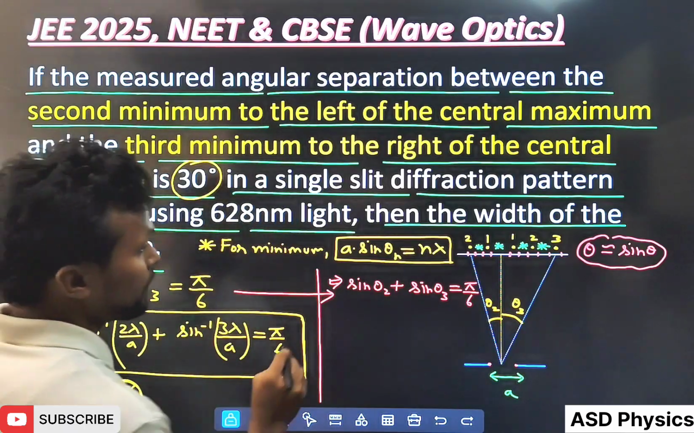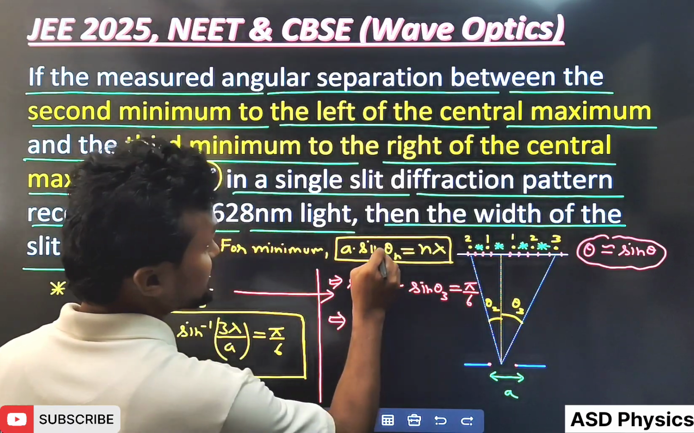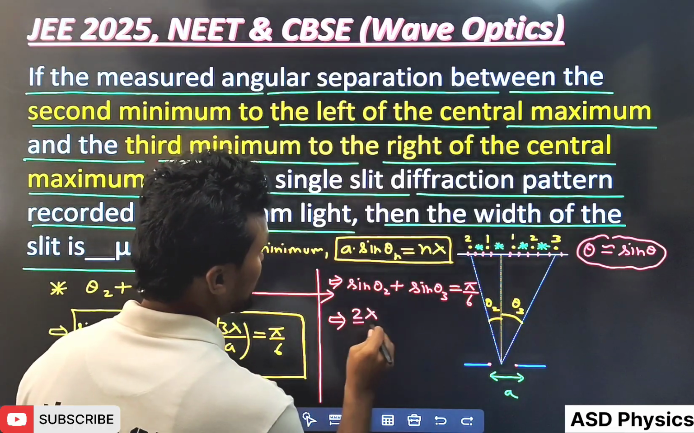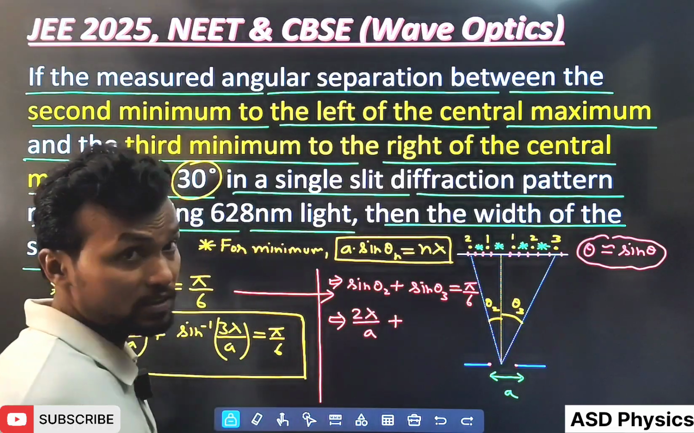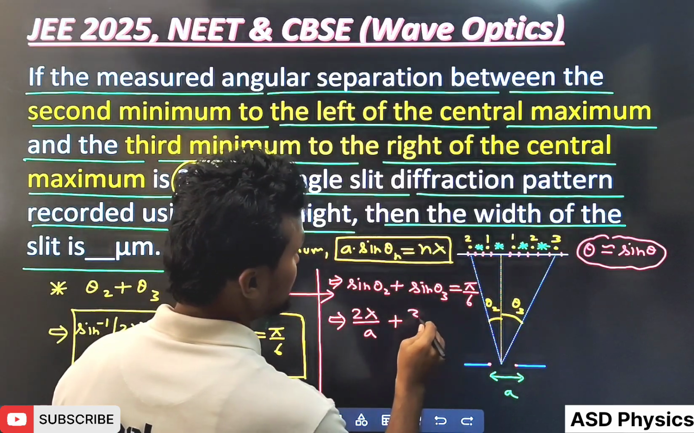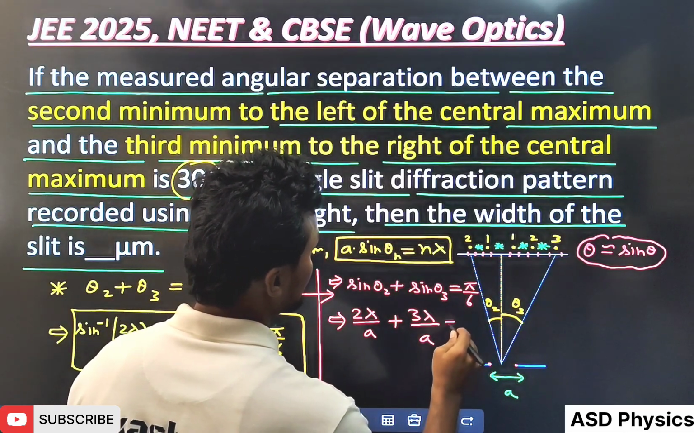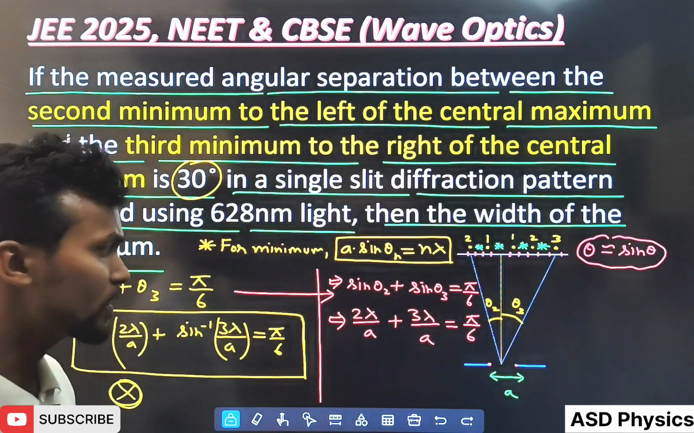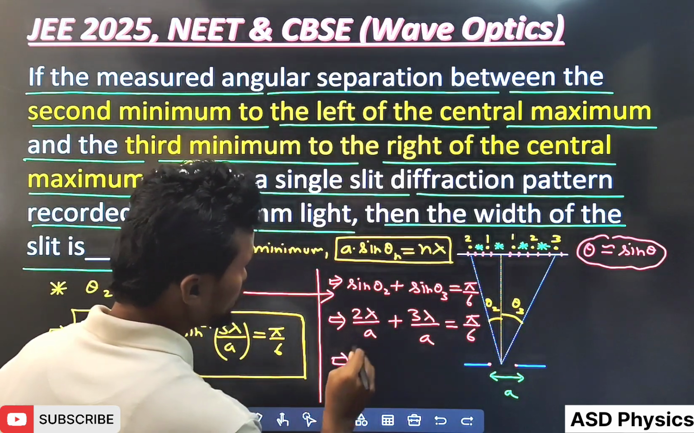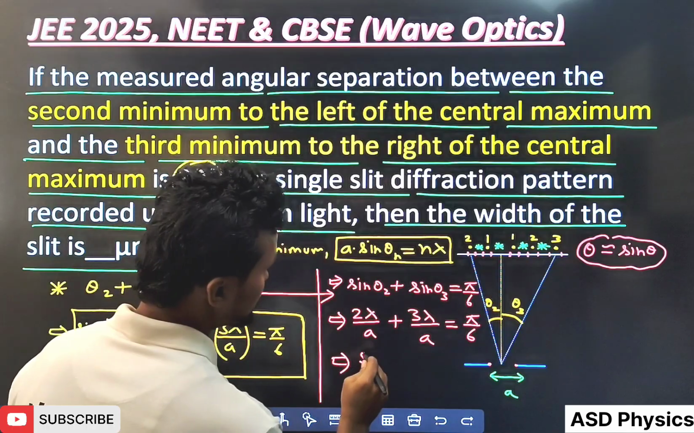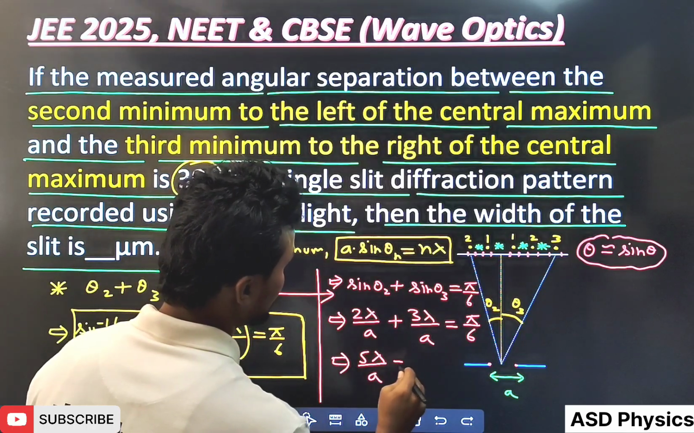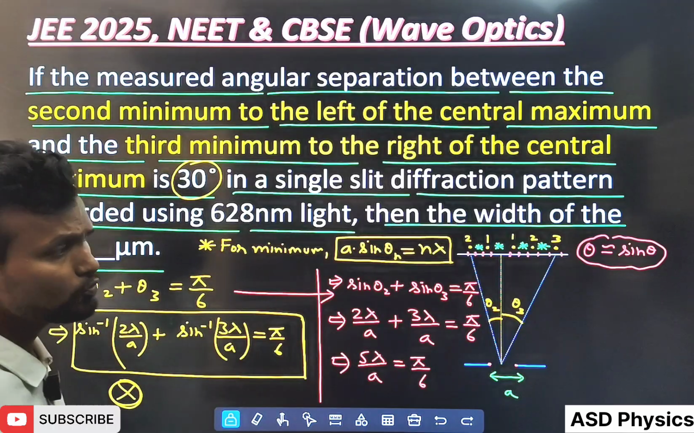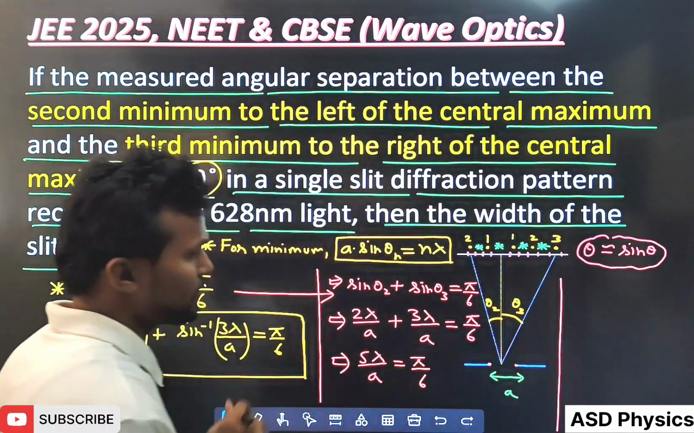Now from the minima condition, I can write sin theta 2 as 2 lambda by a, plus sin theta 3 on the right side, I can write 3 lambda by a is equal to, kindly see here, pi by 6. Now we can see very well, 2 lambda by a plus 3 lambda by a, 5 lambda by a is equal to pi by 6.